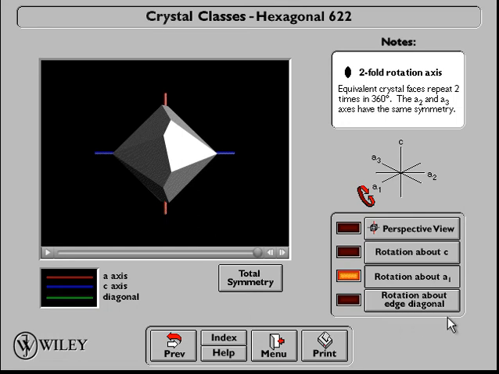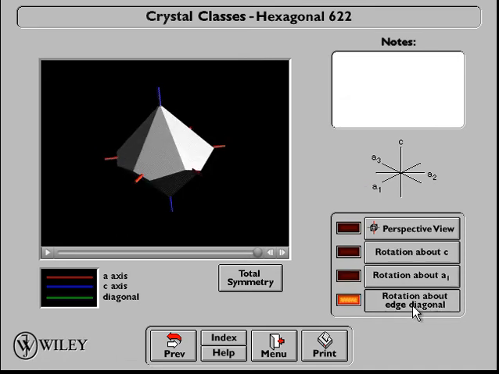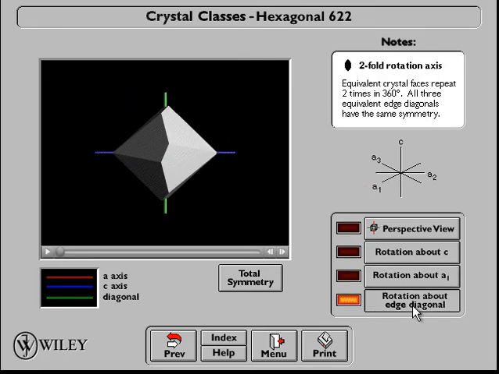Then we are making a rotation about the H diagonal. Therefore we have also a twofold rotation axis, therefore the crystallographic class 6 2 2. So then we have here the diagonal, equivalent crystal faces repeating 2 times in 360 degrees. All 3 equivalent H diagonals have the same symmetry. Now we are checking if this is true.